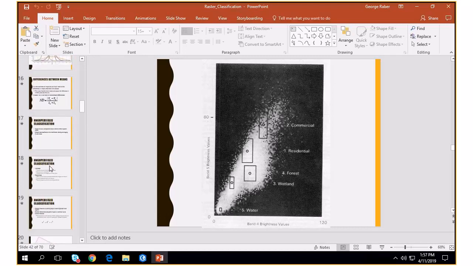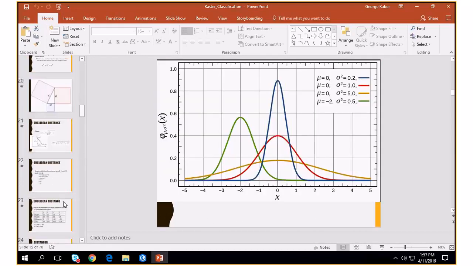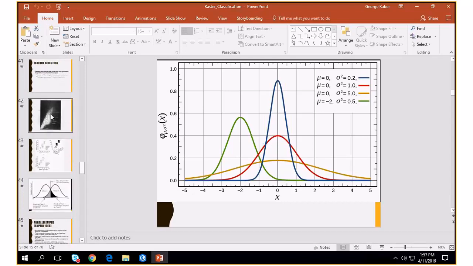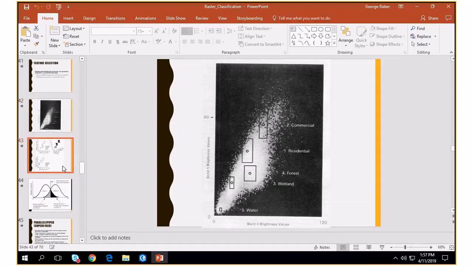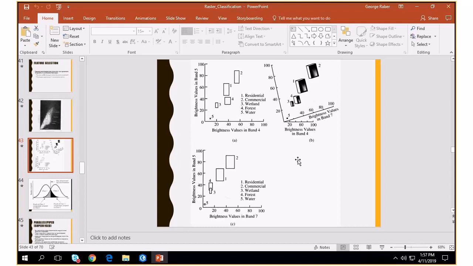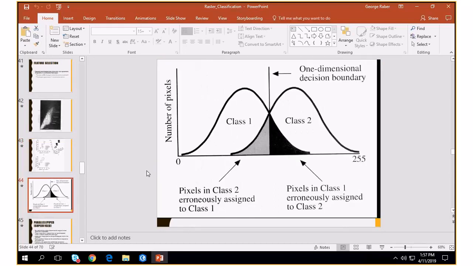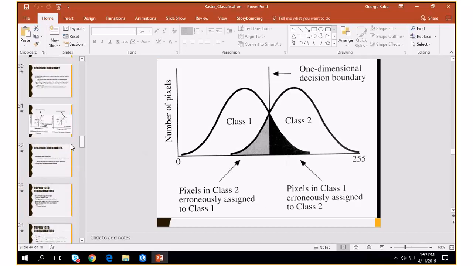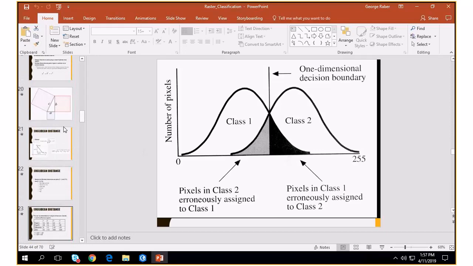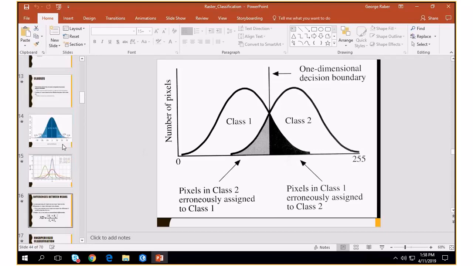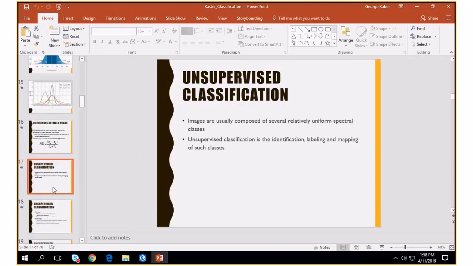So this is just one-dimensional. That other one was a two-dimensional representation. There are a few other slides here that show it in maybe 3 dimensions, and here's another one that just shows it in 1 dimension. Okay, where was I? So now we're going to talk about unsupervised classification.